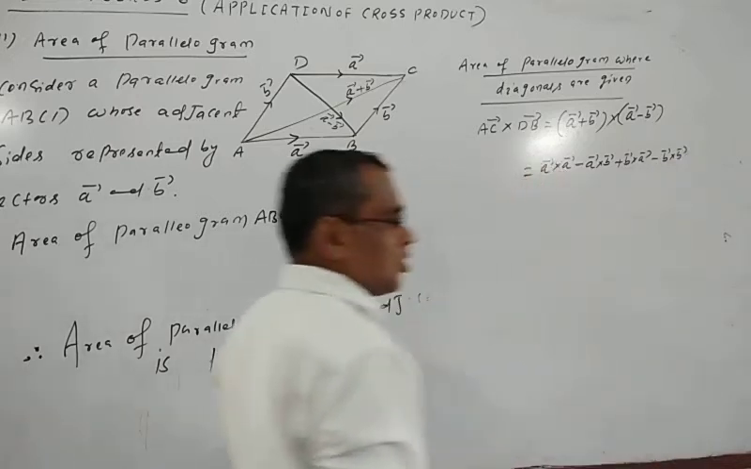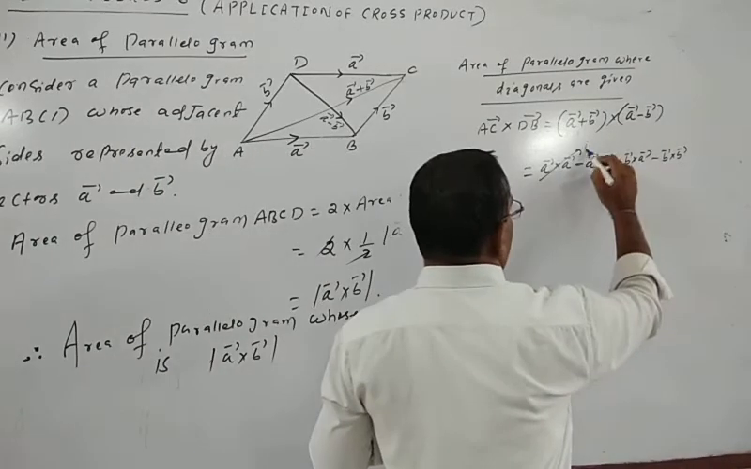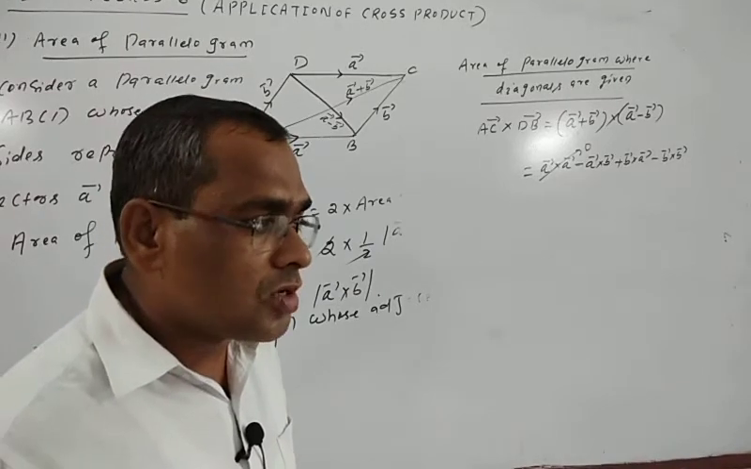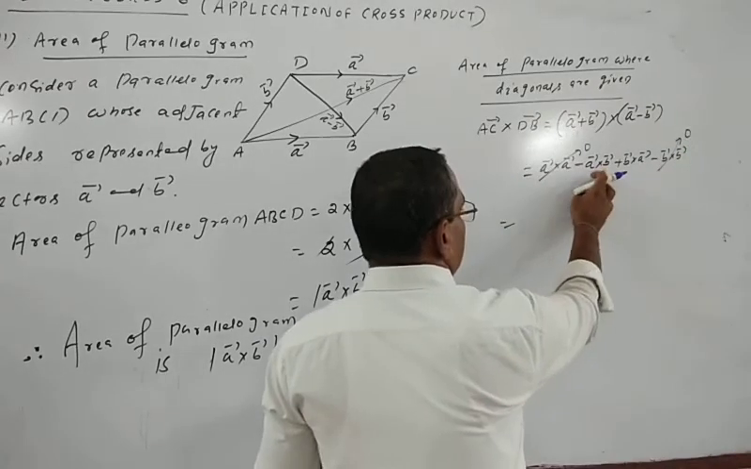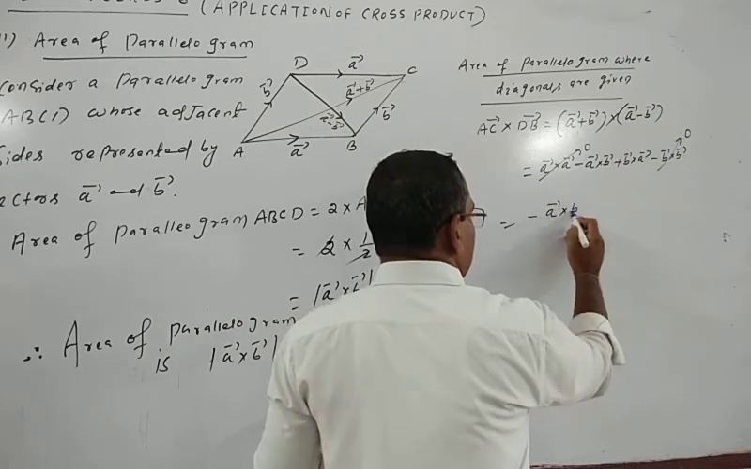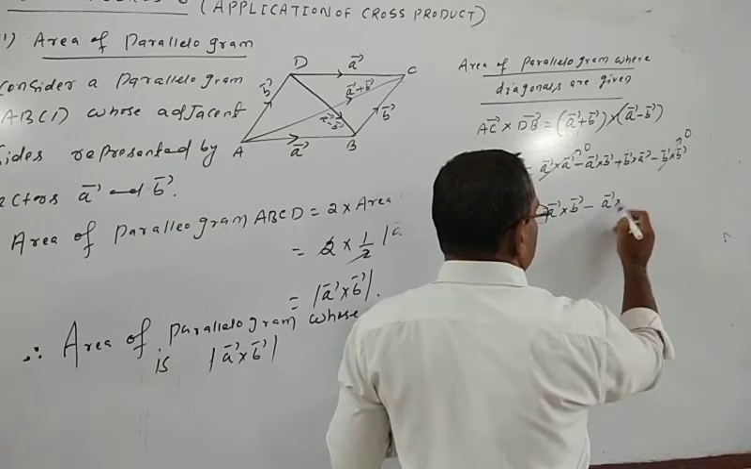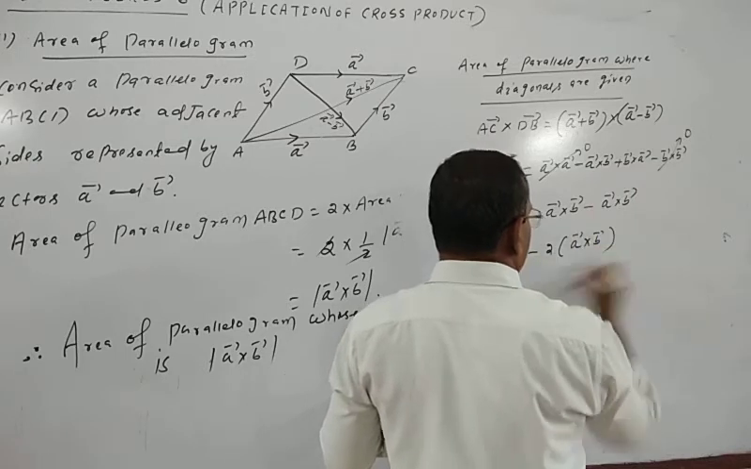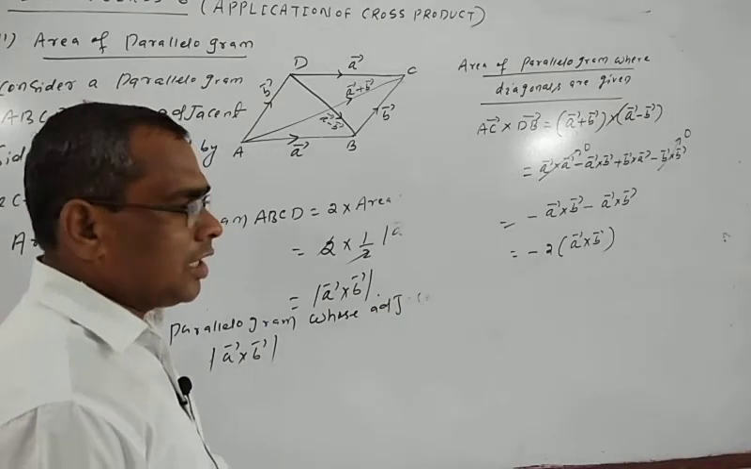You know, the cross product of two equal vectors is 0. That is, a cross a is 0 because a and a are parallel. If two vectors are parallel, then their cross product is 0, and it is also b cross b equal to 0. Then we have minus a cross b, and b cross a is equal to minus a cross b. So this is equal to minus 2 times a cross b. Okay, so AC vector cross DB vector is equal to minus 2 into a cross b.